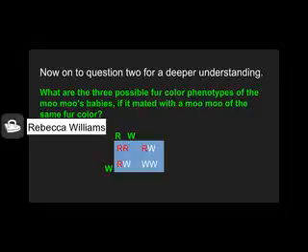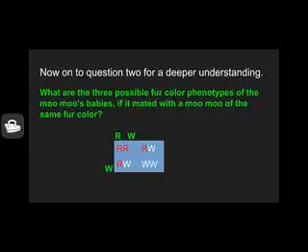Now on to question 2 for a deeper understanding of the content. What are the three possible fur color phenotypes of the moo-moo's babies if it mated with a moo-moo of the same fur color, meaning if they both had the same phenotype?